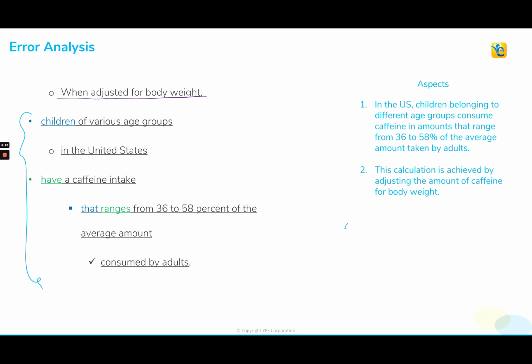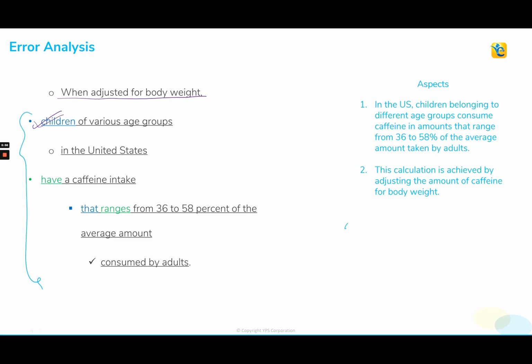And this is the reason why the maximum number of people go with choice A for this question. Because when they are looking at only the underlined portion of the sentence, everything makes sense over here. Grammatically, everything looks fine. And so they think, yeah, this looks fine. Children of various age groups, their caffeine intake ranges from 36 to 58% of the average amount consumed by adults. So yeah, everything looks fine. They tick it off.